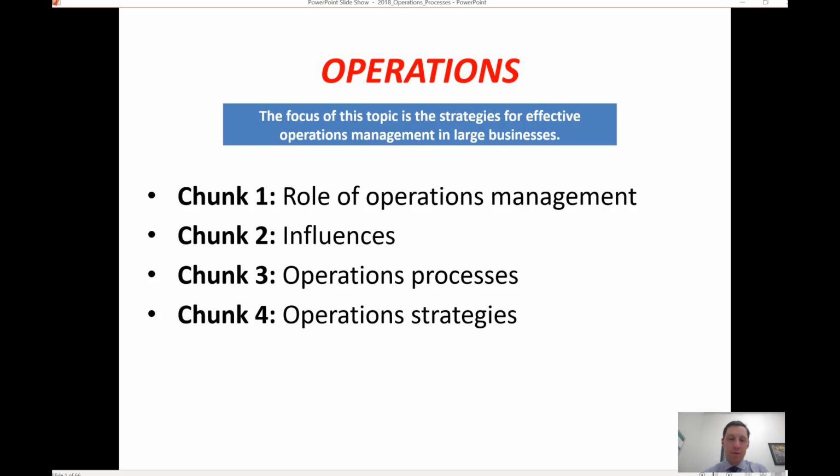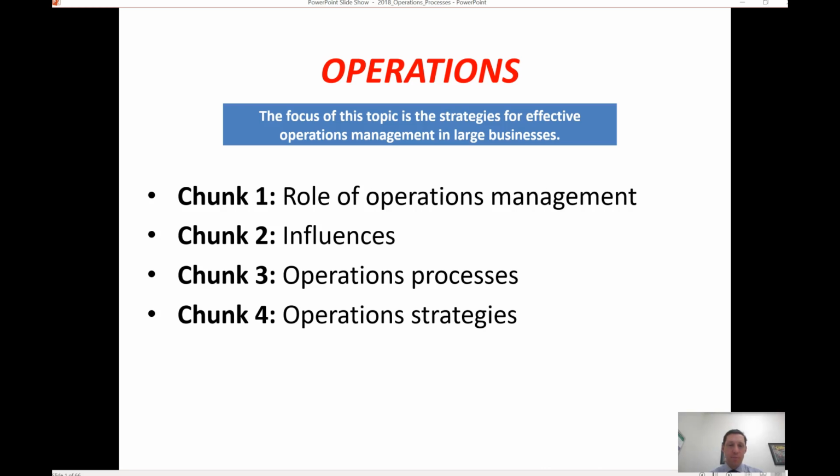Okay, this video is going to focus on the start of chunk 3 of the topic of operations, that being operations processes. I'll briefly introduce what processes are and then make a start on inputs, which is the first key element of operations processes.